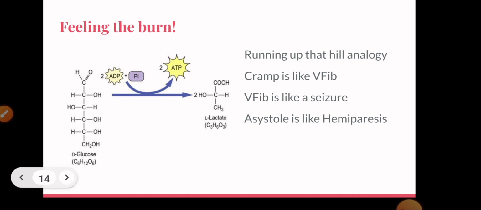So the burning, in my head, I think about as potassium being extracellular, and potassium definitely creates a burning sensation when it gets infused into patients. So that's part of a very complex problem. So think about a cramp as a depolarization and a contraction you didn't ask for. So if it's in your calf muscle from running up a hill, it's your standard kind of crampy feeling.